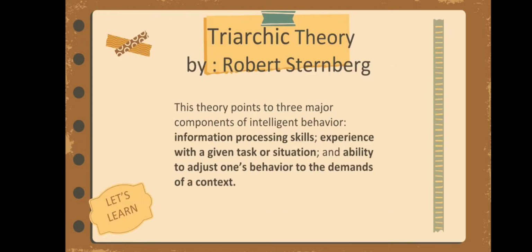The hierarchic theory of intelligence was made by Robert Sternberg. This theory points to the three major components of intelligent behavior: information processing skills, experiences with a given task or situation, and the ability to adjust one's behavior to the demands of a context.